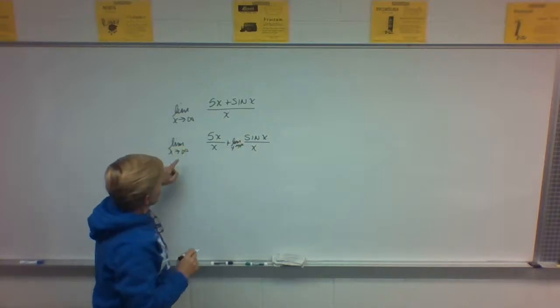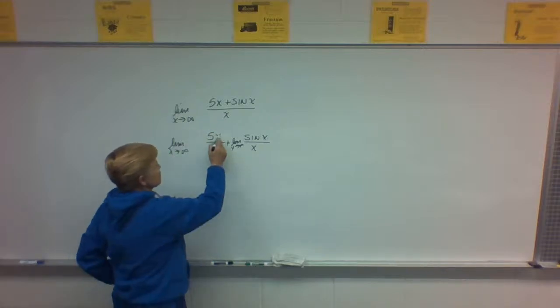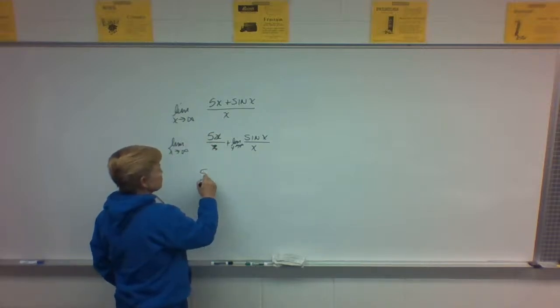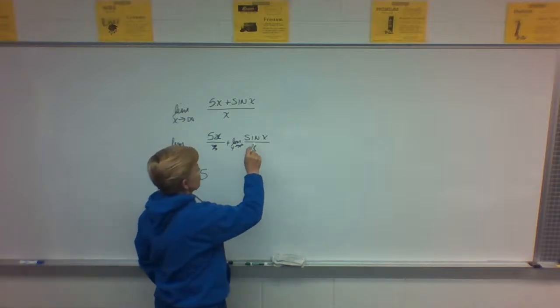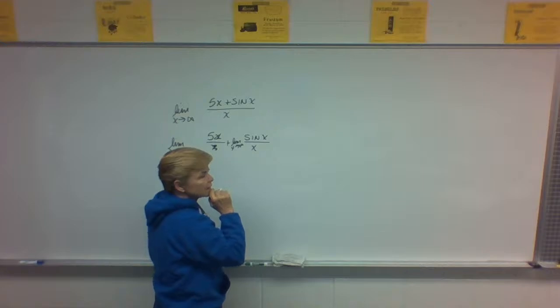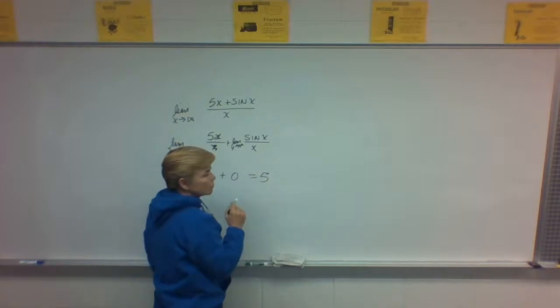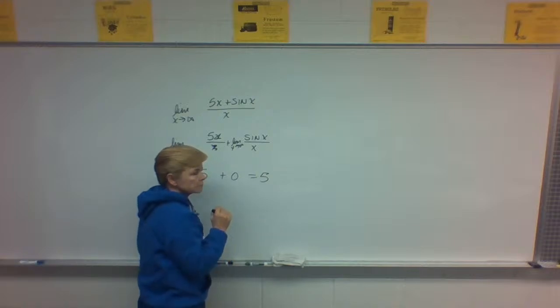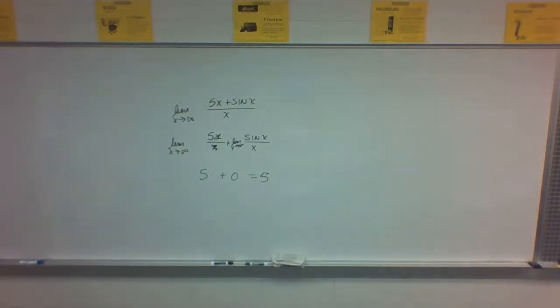Well, this particular one can be simplified by considering it separately. That's just 5, right? And the limit as x approaches infinity of sine x over x is, what do we decide? 0? So the limit is 5? Yeah? Okay, so that one worked out pretty well.